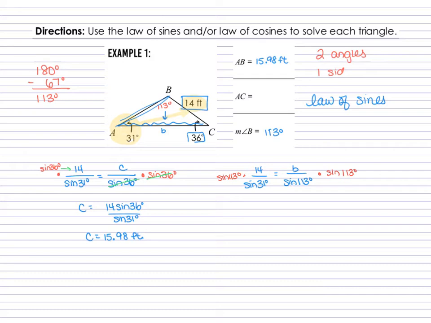So on the right, those will cancel. And on the left, I'm just going to multiply through. So that gives me the equation that B is equal to 14 sine of 113 degrees over the sine of 31 degrees. You can plug that all in on your calculator. When you solve it through, you get that B is equal to 25.02 feet. And I'm going to fill that in up here.